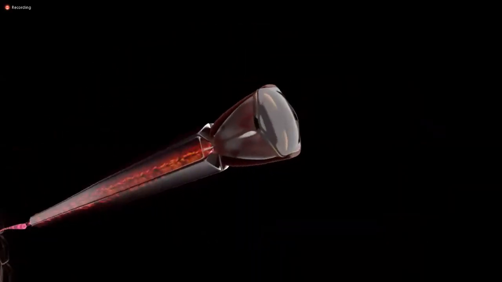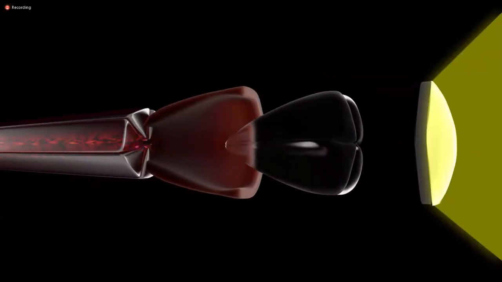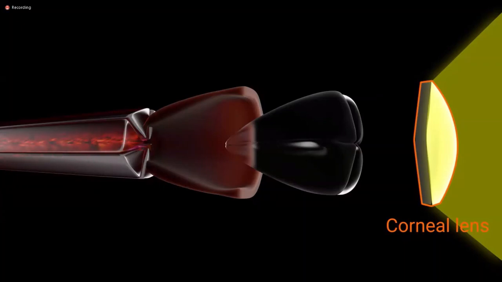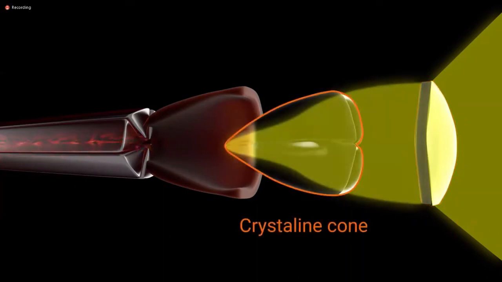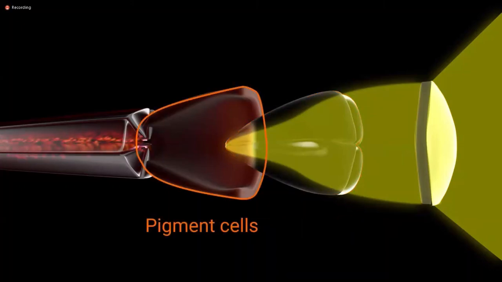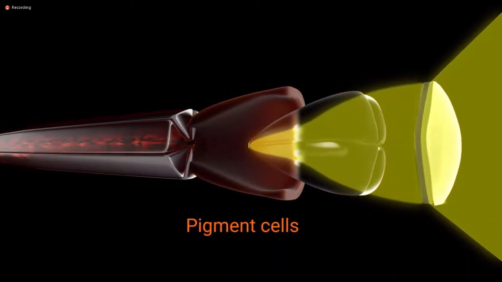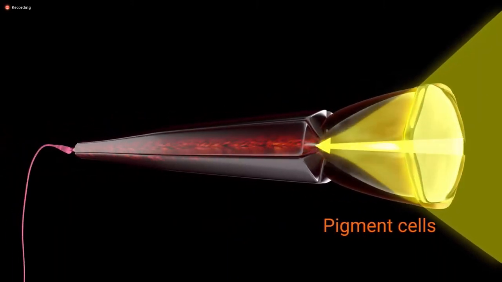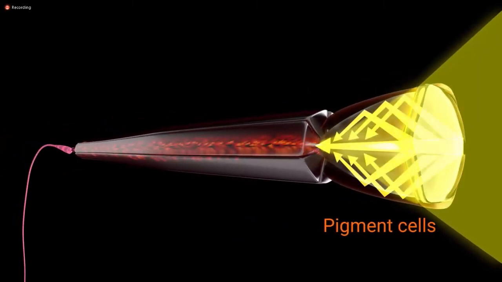Here's how they work. Light photons first pass through a clear corneal lens. This lens is the hexagonal shape you can actually see on the surface of the eye. The light then passes into the crystalline cone, which focuses and channels the light further down into the structure. The crystalline cone is surrounded by pigment cells. These work like an opaque sheath. They wrap around the cone and block light from spilling over into neighboring ommatidia.